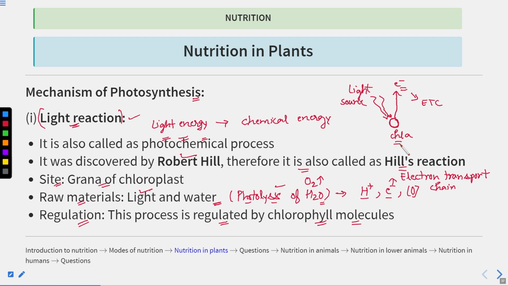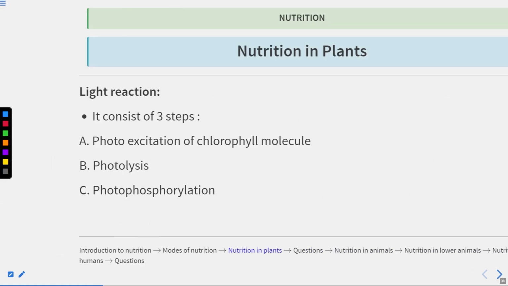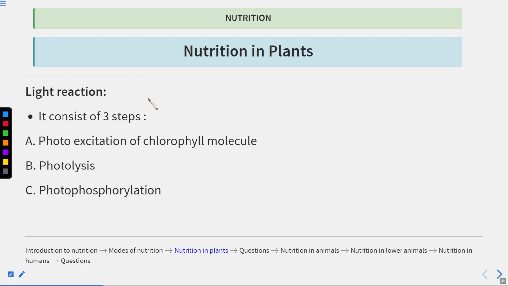All right, this is an image showing you the light reaction. So very briefly I've discussed the light reaction. Now the light reaction consists of three steps. First is the photoexcitation of the chlorophyll molecule. This I've already told you. The chlorophyll molecules absorb the light and they are excited. So this is known as photoexcitation of the chlorophyll molecules.